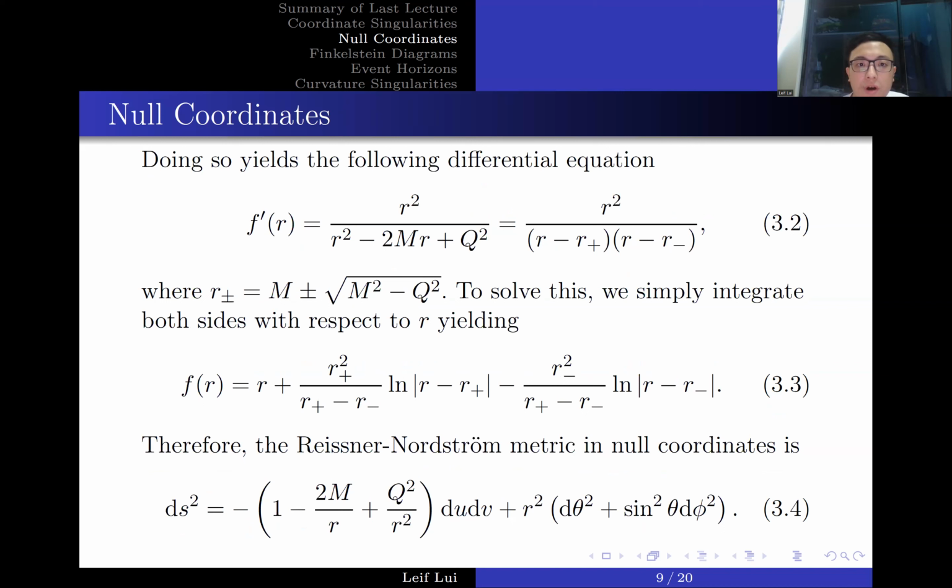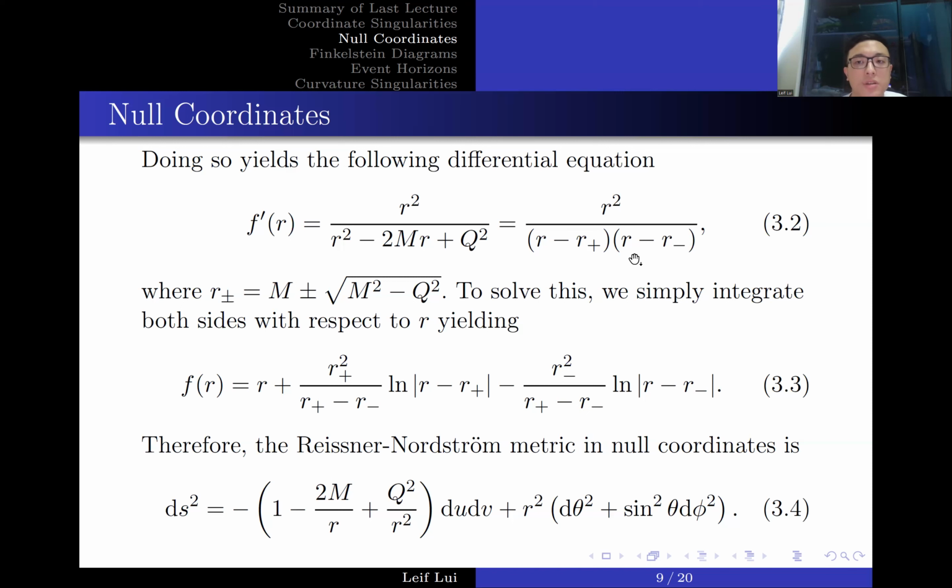And doing so, we yield the following differential equation, where we have f prime of r is equal to r squared over this quadratic, and we can write this as r minus r plus, r minus r minus, where r plus or minus are the roots of the quadratic equation. And to solve this, we simply integrate both sides with respect to r. And if you don't know how to do this, this is very simple. You can do it in two ways. You can either factorize, or you can simply use partial fractions and separate them as addition.